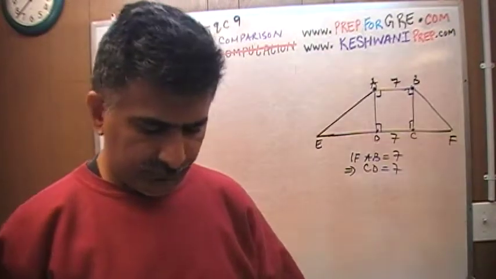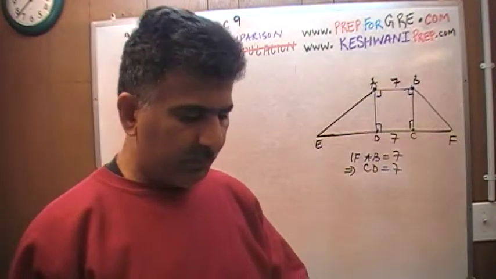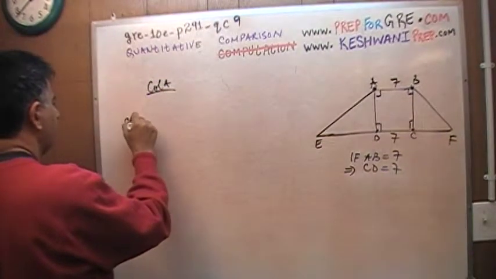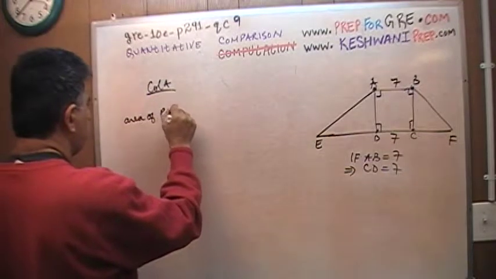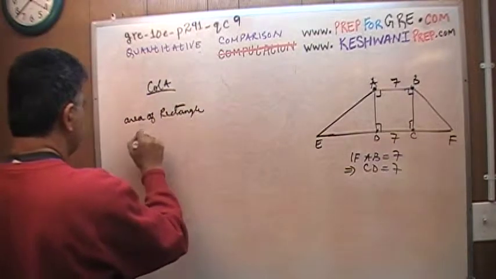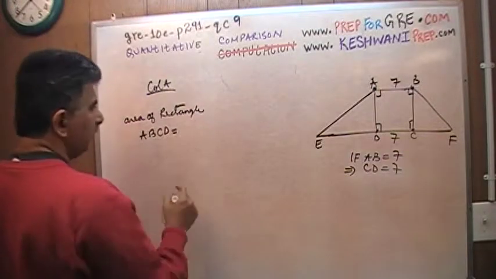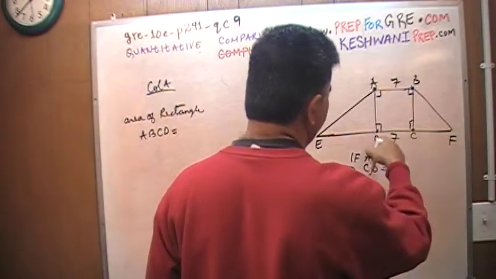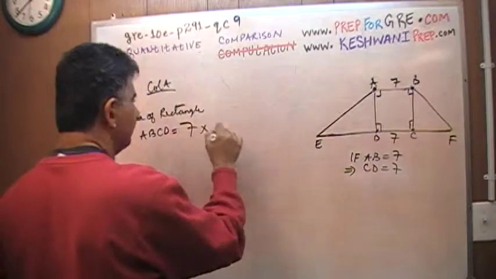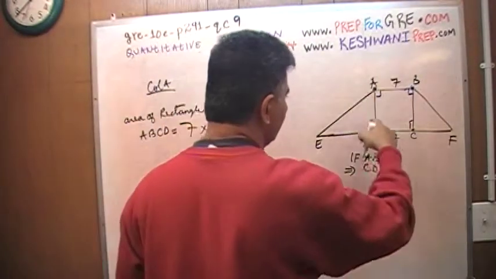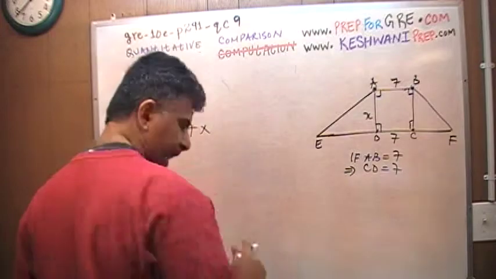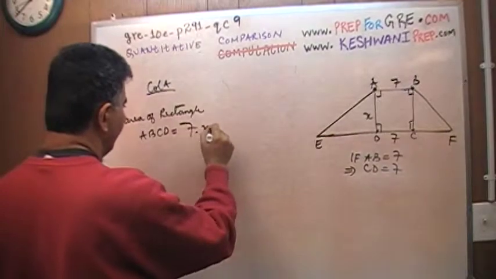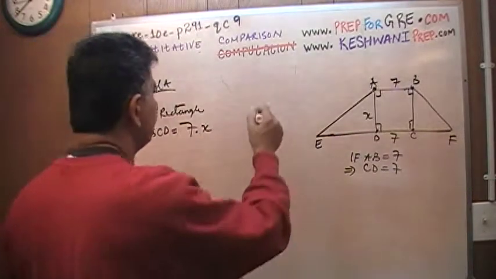What is it that they want? The area of rectangular region ABCD. So in column A, I have the area of rectangle ABCD. The area of a rectangle is simply base times height, length times width, which is 7, but I do not know how much the height is. Let's call it x. So it is 7x.